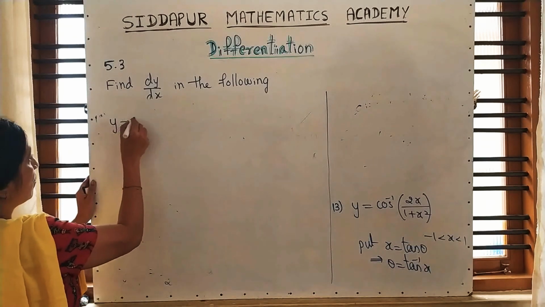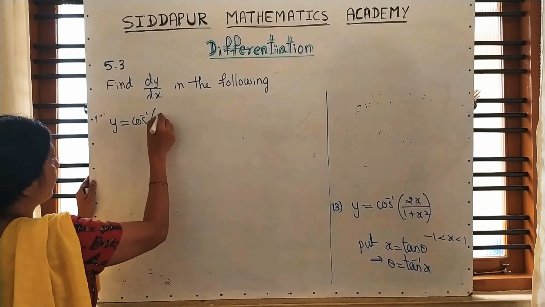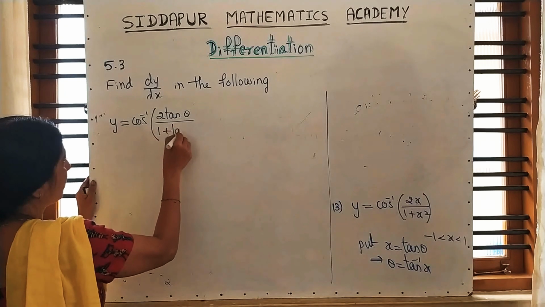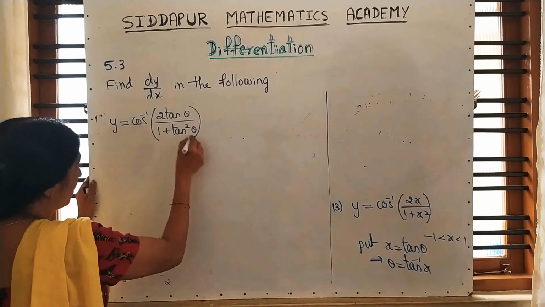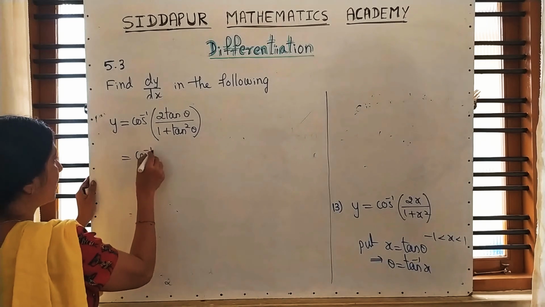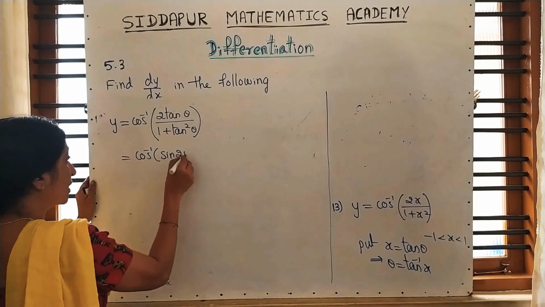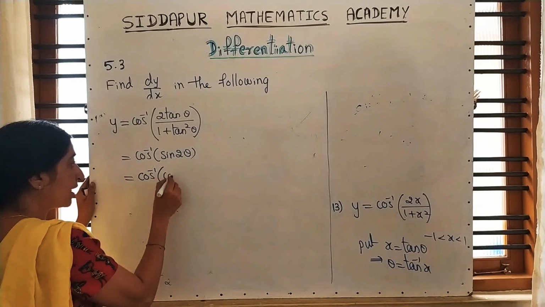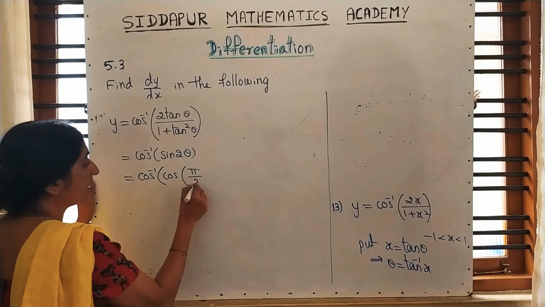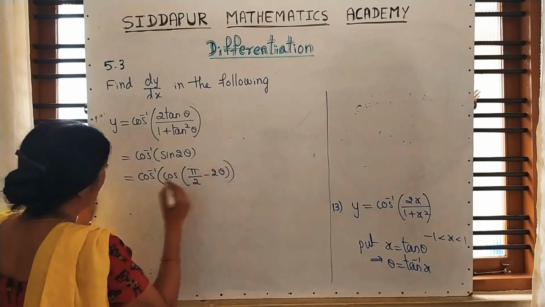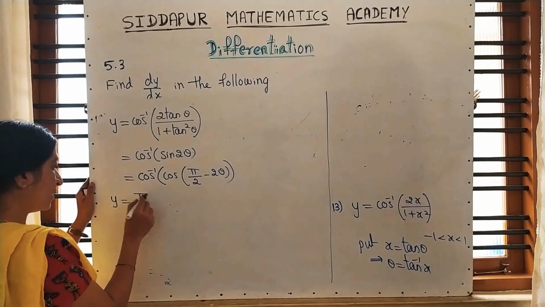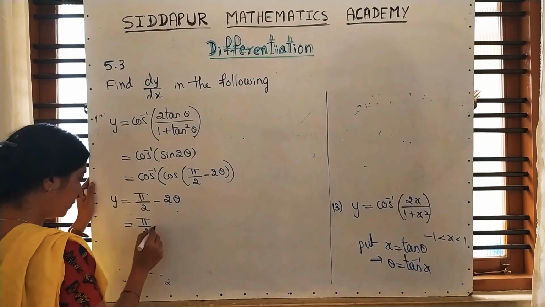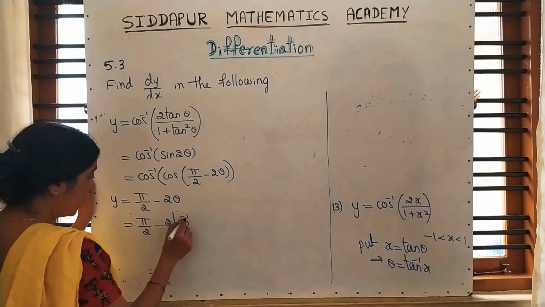So y is equal to cos inverse of 2 tan theta upon 1 plus tan square theta. Again that is nothing but sin 2 theta. Here also I am converting that sin in terms of cos with the help of allied angles, like this. That is cos(90 minus theta), the allied angle. Then this is nothing but pi by 2 minus 2 theta. Write down that theta value. Theta is tan inverse x.